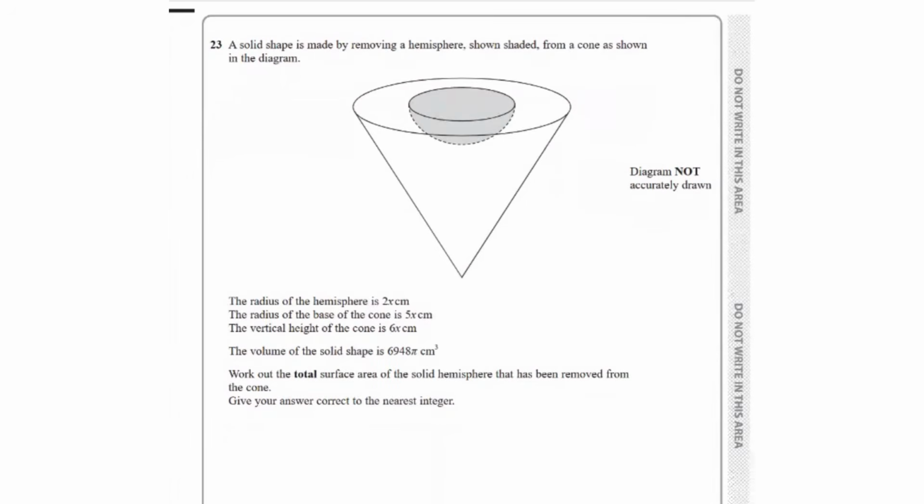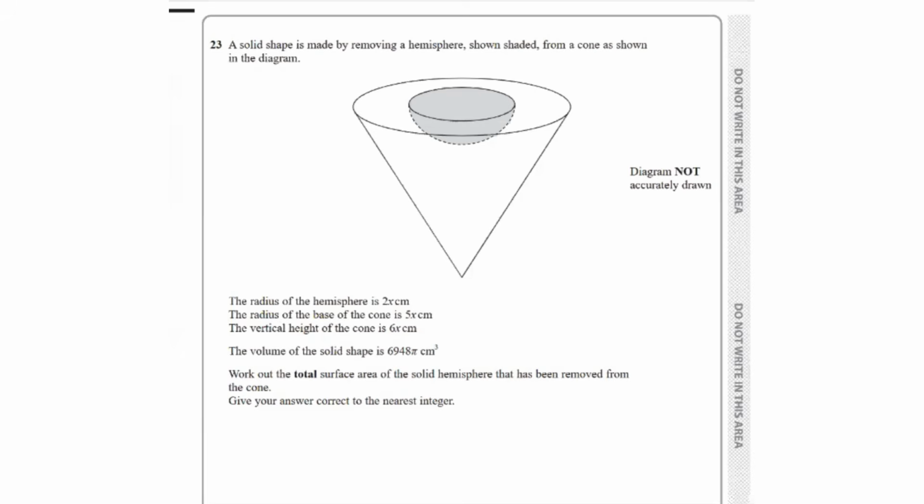Question 23 says a solid shape is made by removing a hemisphere, shown shaded, from a cone as shown in the diagram. The radius of the hemisphere is 2x centimeters. The radius of the base of the cone is 5x centimeters. The vertical height of the cone is 6x centimeters. The volume of the solid shape is 6,948 pi centimeter cube. Work out the total surface area of the solid hemisphere that has been removed from the cone. Give your answer correct to the nearest integer.